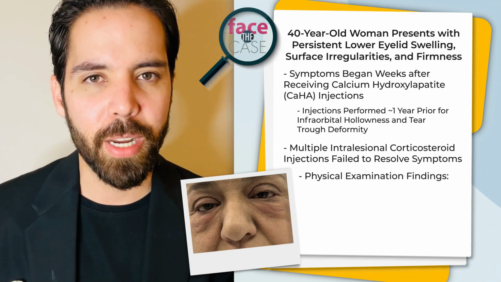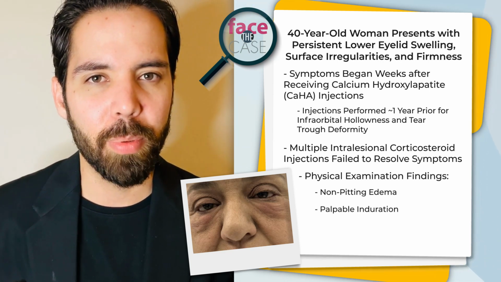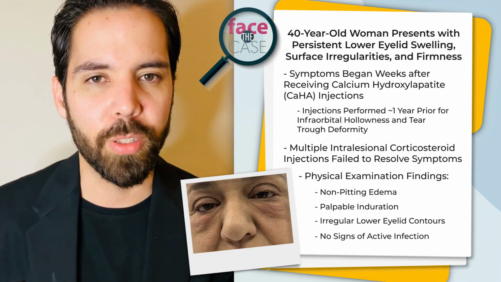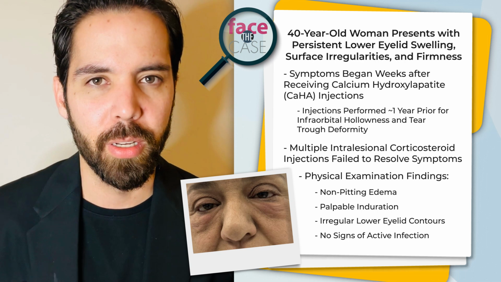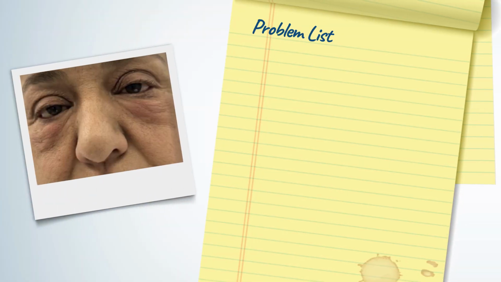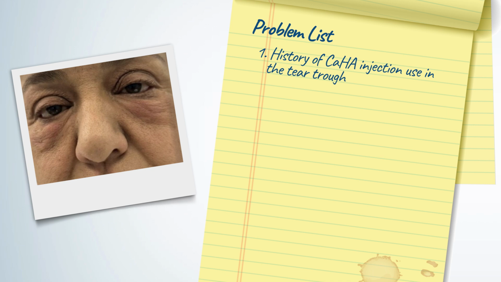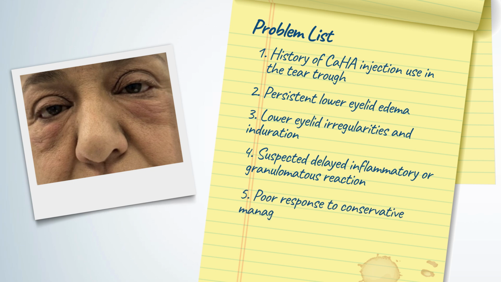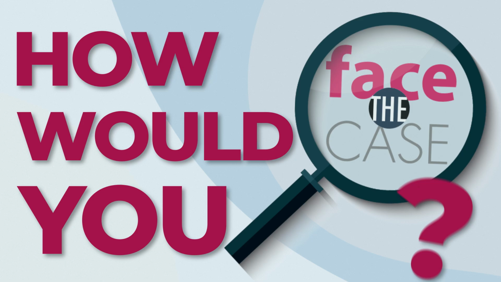On physical examination, non-pitting edema, palpable induration, and irregular lower eyelid contours were observed, with no signs of active infection. So, the problem list we have: history of calcium hydroxyapatite injection used in the tear trough deformity, persistent edema, and lower lid irregularities and induration, suspect delayed inflammatory response or granulomatous reactions, and poor response to conservative management. How will you face the case?